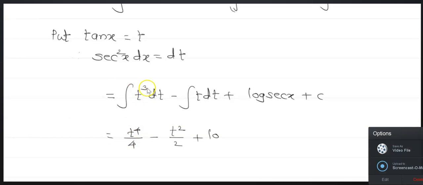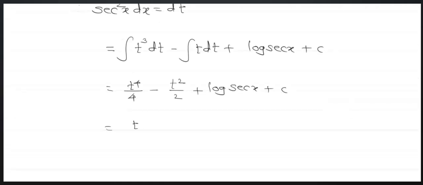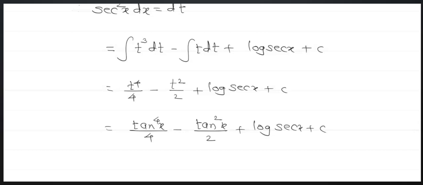Now the integral of t cube is t raised to 4 upon 4, minus t square upon 2, plus log of sec x plus c, and then we'll resubstitute the value of t, which is tan x. Therefore tan x raised to 4 upon 4 minus tan square x upon 2 plus log of sec x plus c, and this is the final answer.